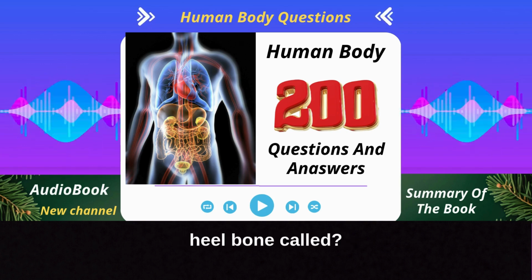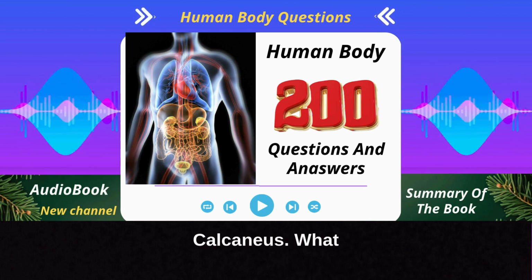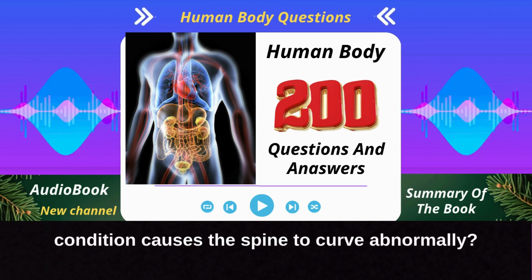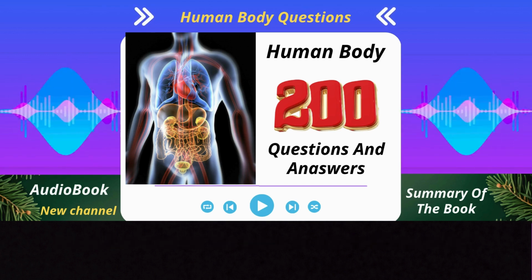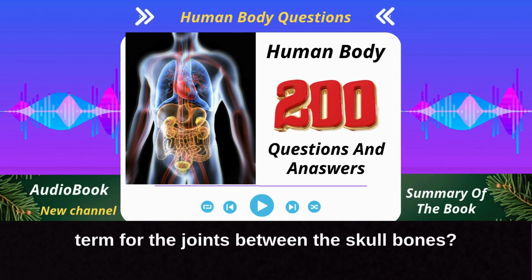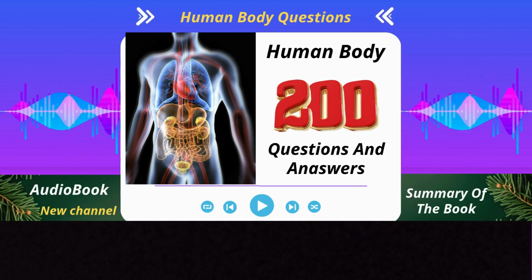What is the heel bone called? Calcaneus. What condition causes the spine to curve abnormally? Scoliosis. What is the term for the joints between the skull bones? Sutures.